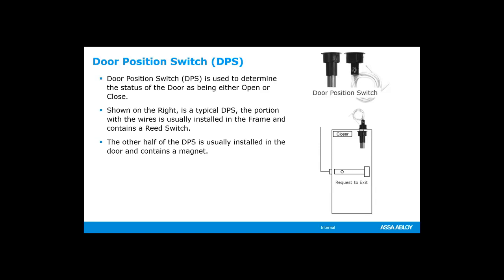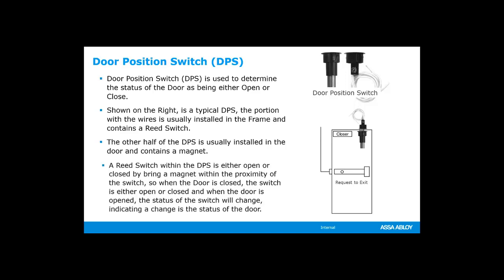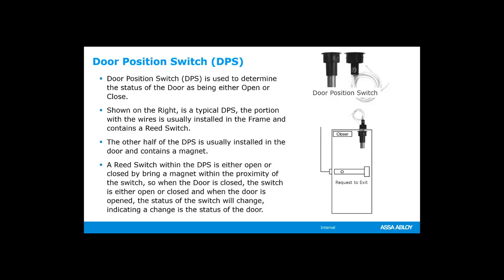So shown at the right is a typical door position switch. The portion with the wires is usually installed in the frame and contains the reed switch. The other half of the door position switch is installed in the door itself and contains the magnet to activate the reed switch. A reed switch within a door position switch is either opened or closed by bringing a magnet in proximity to the switch.